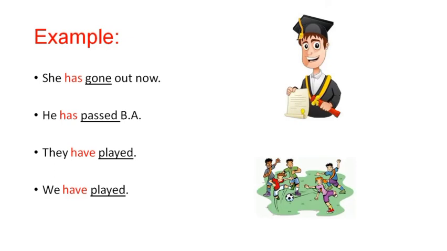So in this video, we learned the present tense and its 3 forms. What are they? Simple present tense, present continuous tense, and present perfect tense. We have one more, that is present perfect continuous, that we will learn in our future classes. When you go to 5th and 6th, you will learn about that.